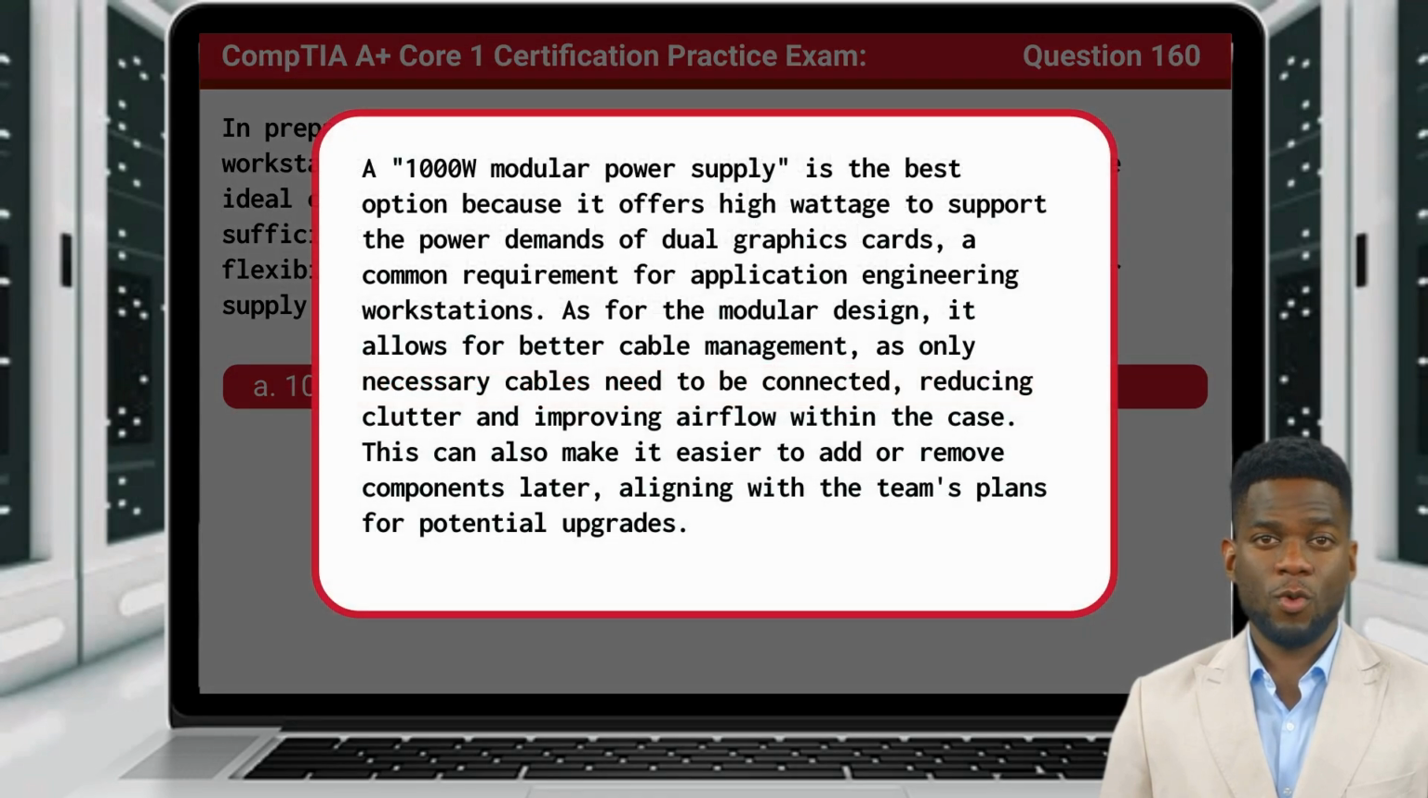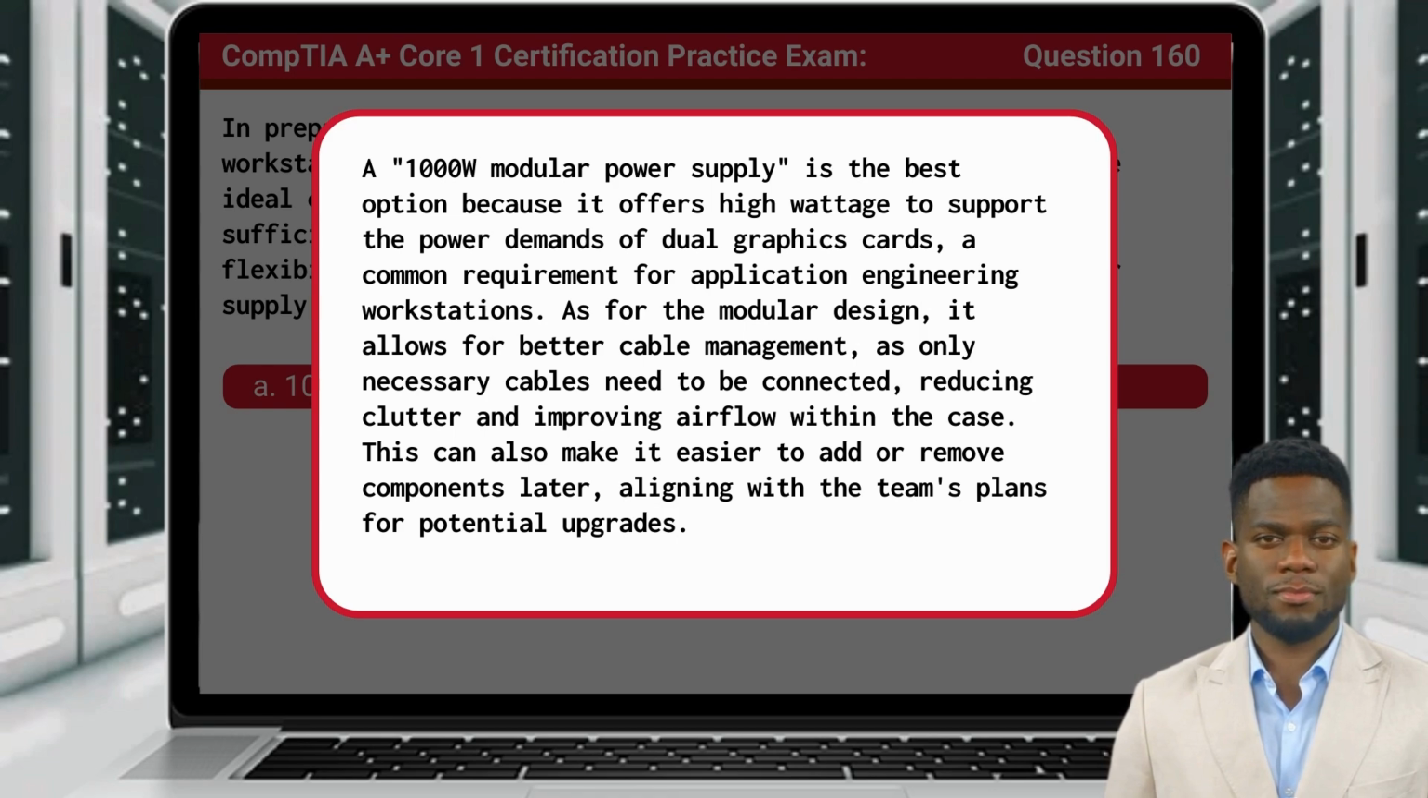A 1000-watt modular power supply is the best option because it offers high wattage to support the power demands of dual graphics cards, a common requirement for engineering workstations. As for the modular design, it allows for better cable management, as only necessary cables need to be connected, reducing clutter and improving airflow within the case. This can also make it easier to add or remove components later, aligning with the team's plans for potential upgrades.